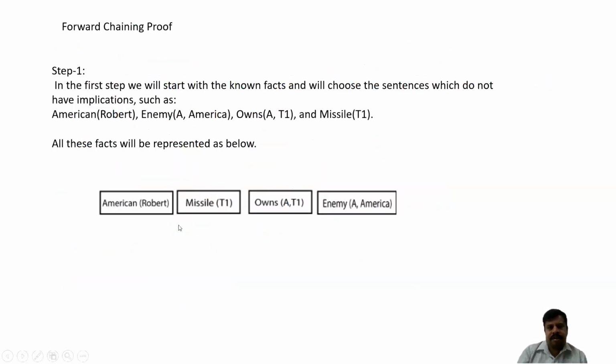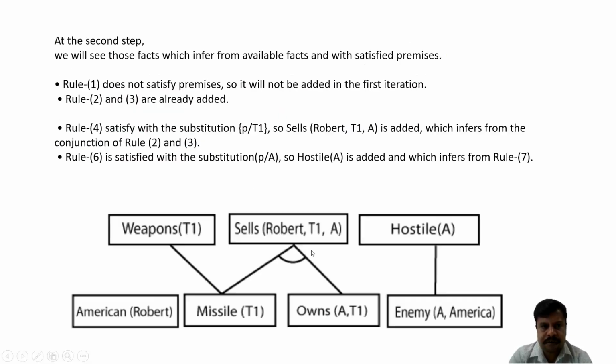So in this one, just these facts will be represented in the block diagram. Robert is American, missile is T1, owns country A is owning the missiles. So that fact is represented as A comma T1, and enemy country, that is A, is enemy for America. This is the first representation.